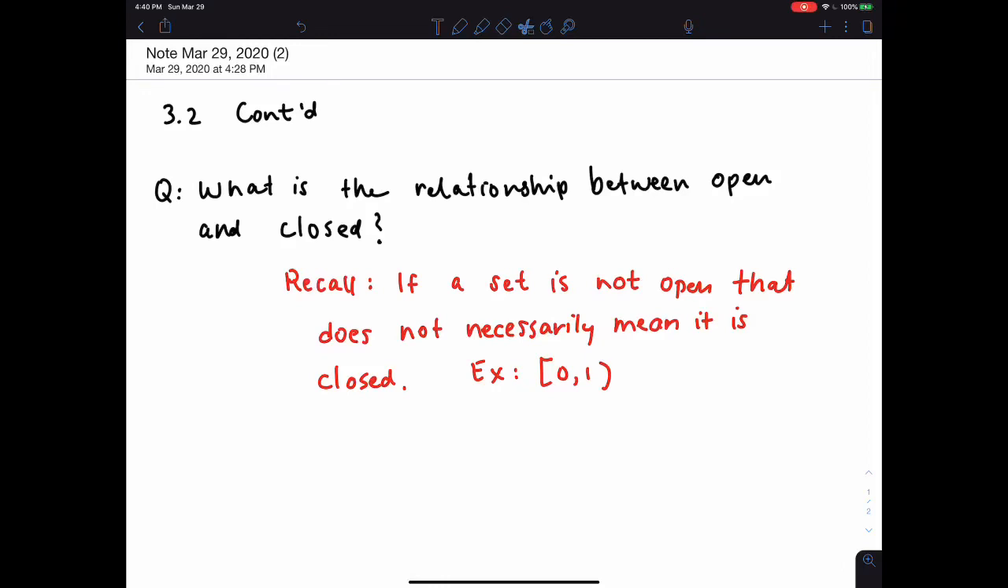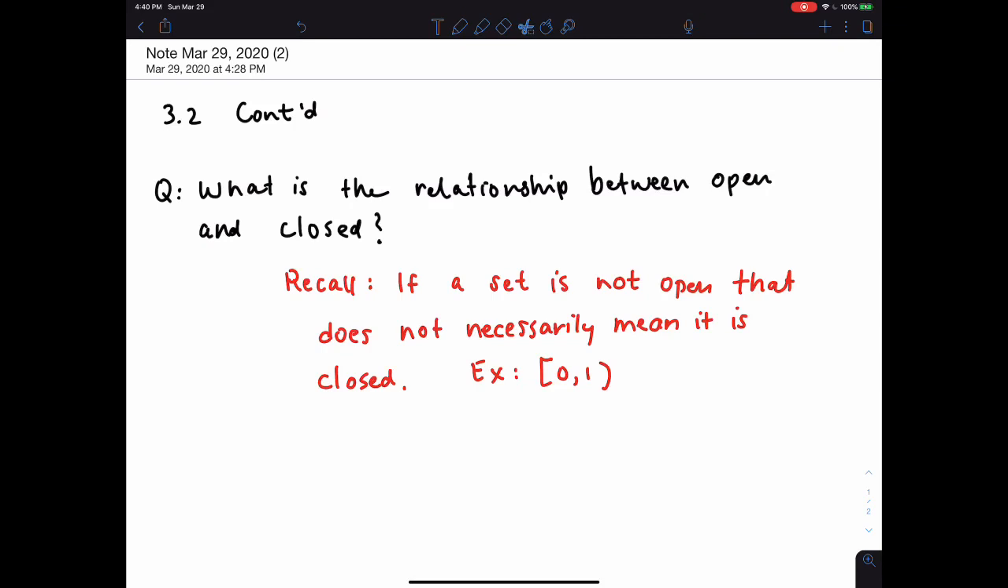So in this video, we're continuing on with section 3.2. And now that we've introduced both properties, open and closed, we want to talk about what the relationship is between them. Now we know that just because a set isn't open, that doesn't necessarily mean that it has to be closed. And just because a set isn't closed doesn't mean it has to be open.